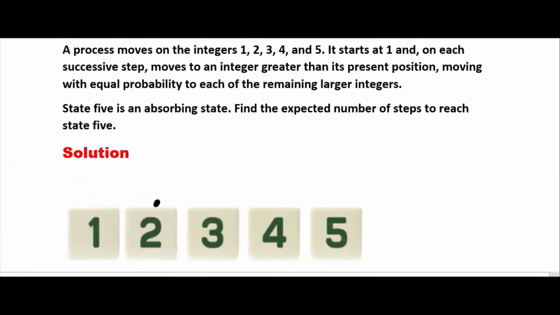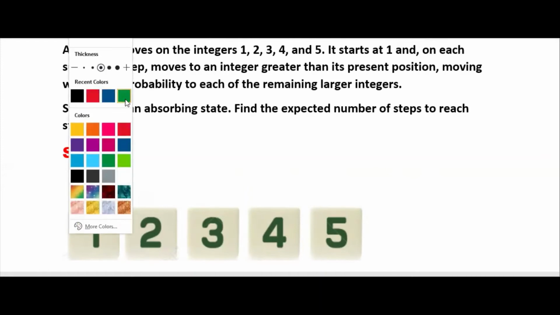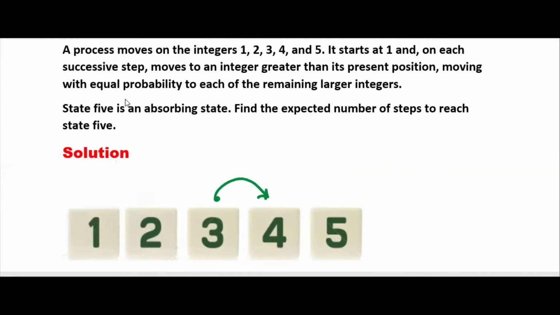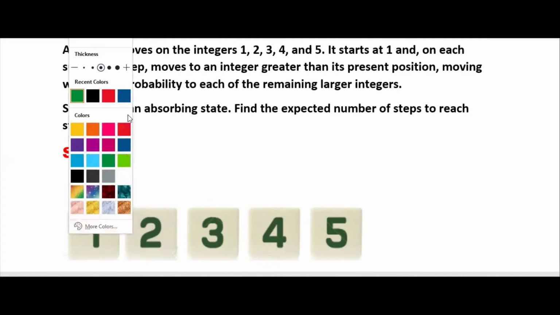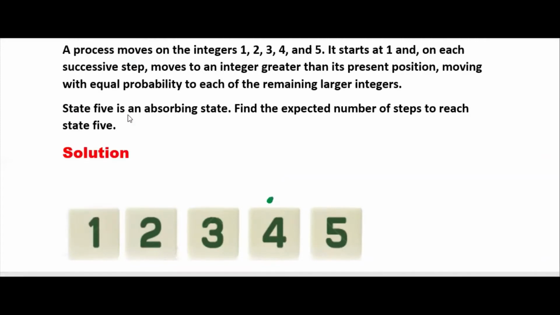You can't go to 1, with 0 probability, because you have to move to the next number, the higher number, not necessarily the next number. So there are 3 possibilities. How about this? 3. Here there are 2 possibilities. How about 4? There is only 1 possibility. You are here, you can't go back, you have to come here.